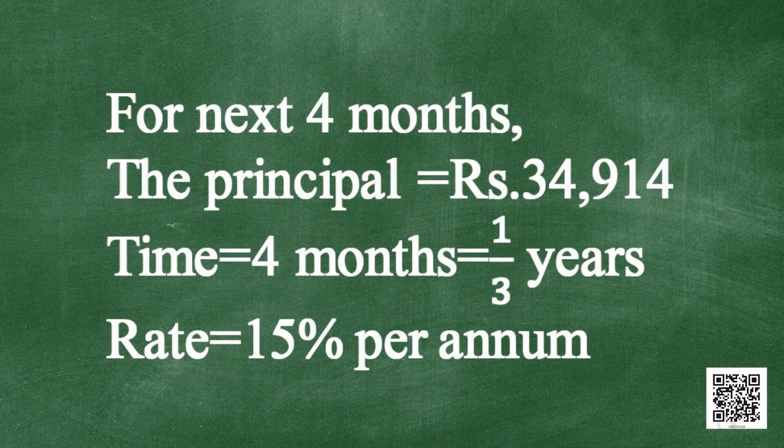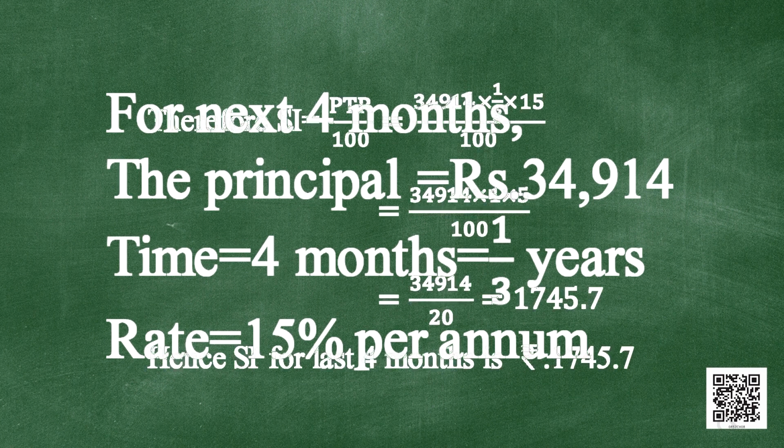So, for the next 4 months, the principal is equal to rupees 34,914. This is what we had got, the amount after 2 years. And the time is 4 months. We have to convert it to years. 4 months is nothing but 1 over 3 years. So, the rate is equal to 15% per annum.